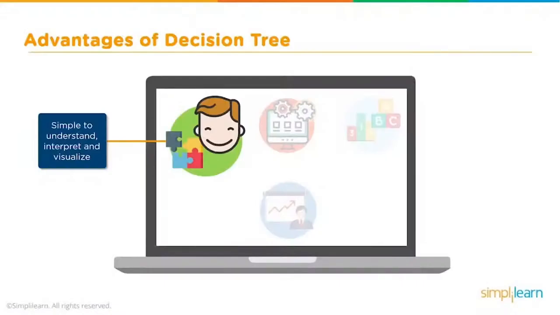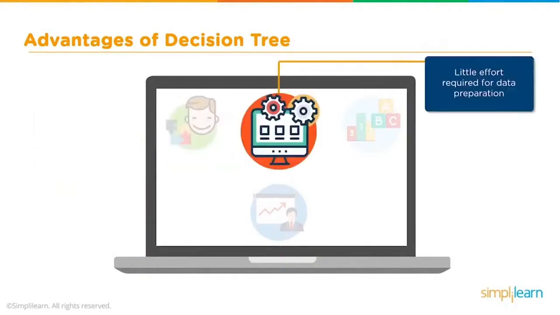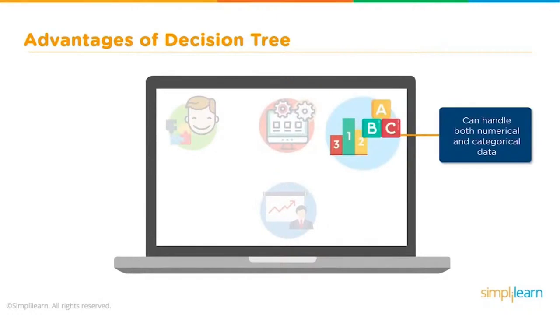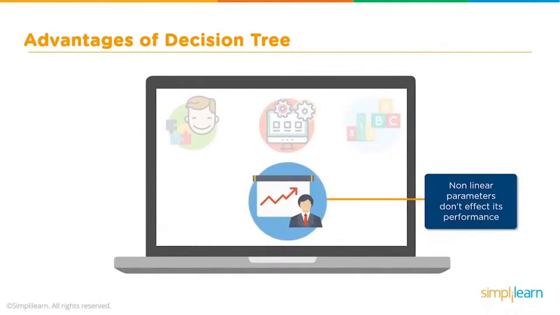The first thing you'll notice is that it's simple to understand, interpret, and visualize. It really shines here because you can see exactly what's going on in a decision tree. Little effort is required for data preparation, so you don't have to do special scaling. There's a lot of things you don't have to worry about when using a decision tree. It can handle both numerical and categorical data, as we discovered earlier, and nonlinear parameters don't affect its performance. So even if the data doesn't fit an easy curved graph, you can still use it to create an effective decision or prediction.